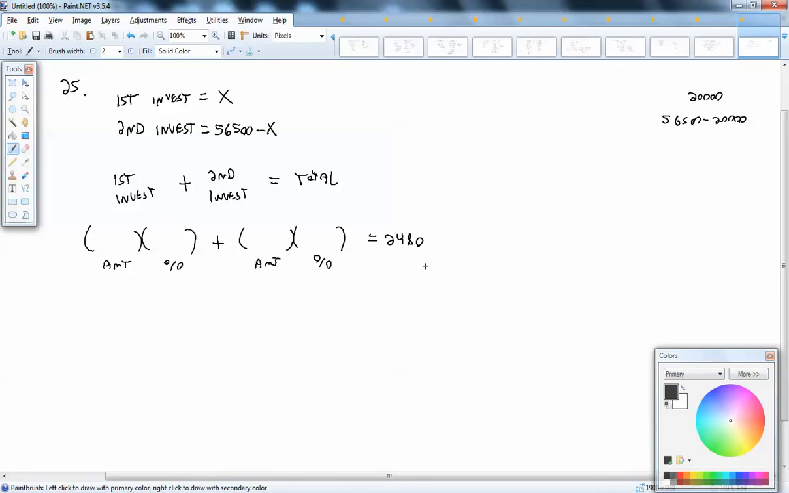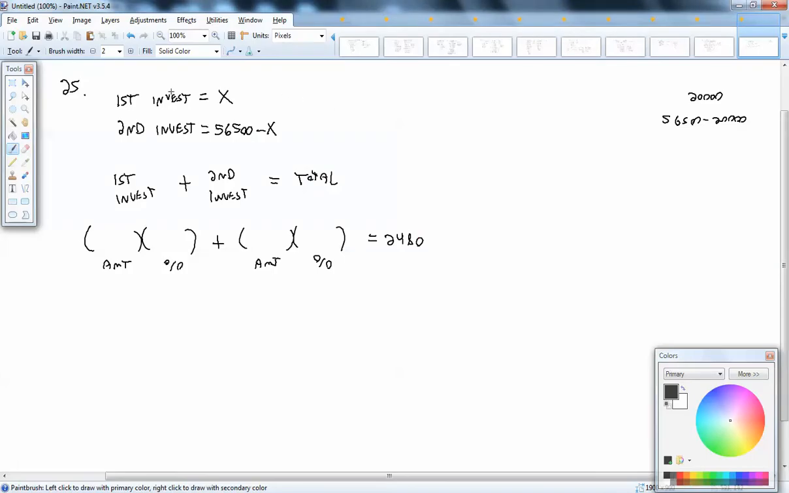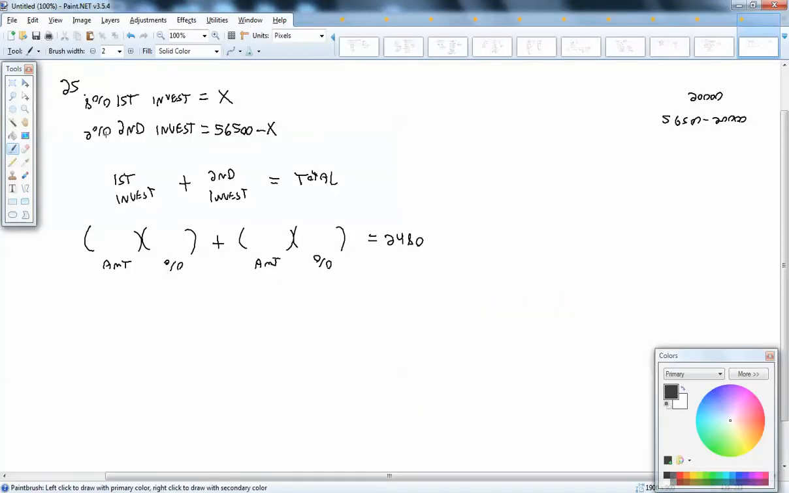So 2,480. Okay. Now for our first investment, it says yields 8%. So they're telling us that this one is the 8% one. The other yields 2%. So they're telling us this one is our 2%. So for our first investment, the amount is x, and it's 8%, so I'll do 0.08 in decimal form. This amount is 56,500 minus x, and that percent is 2%.